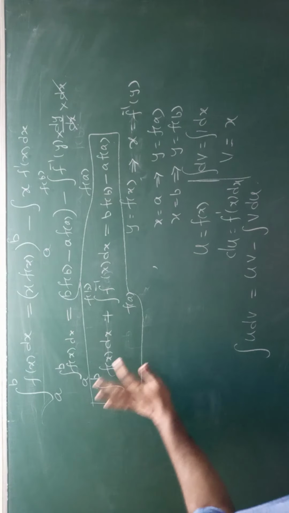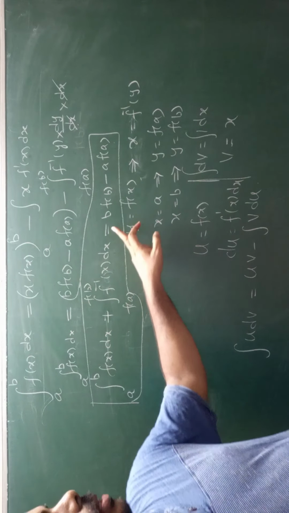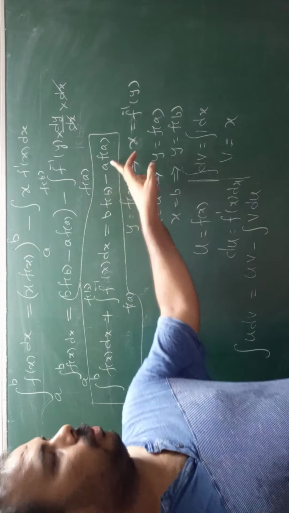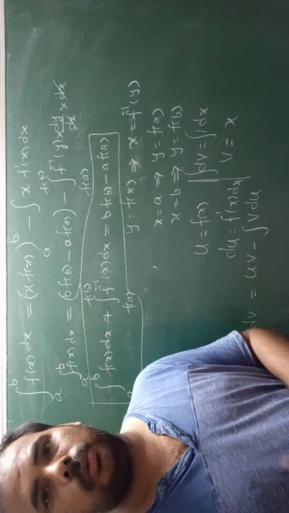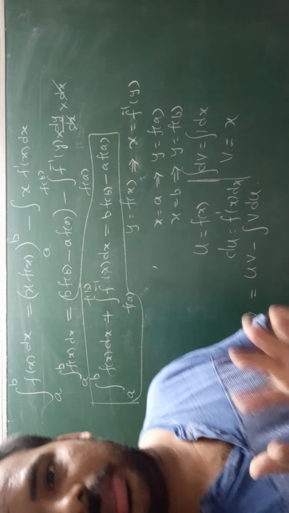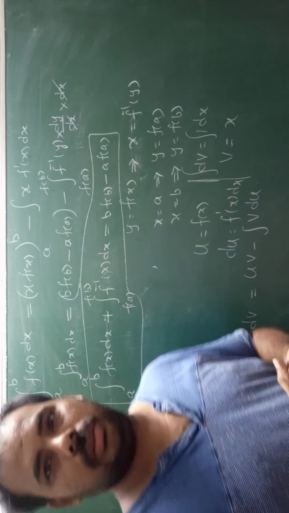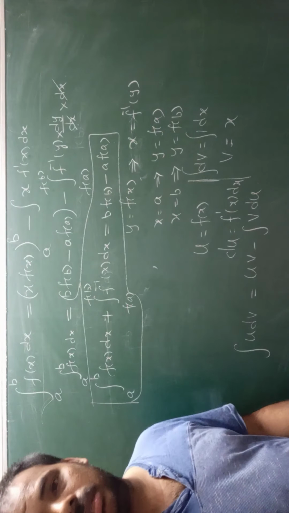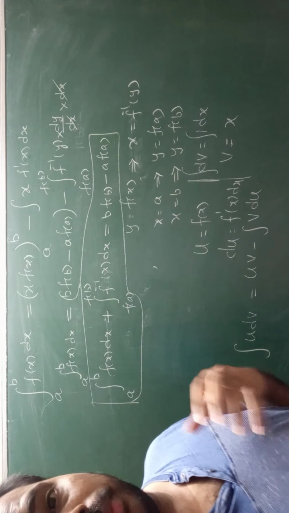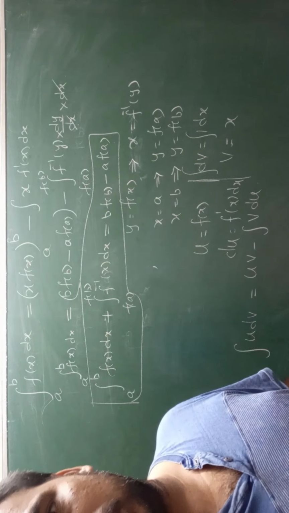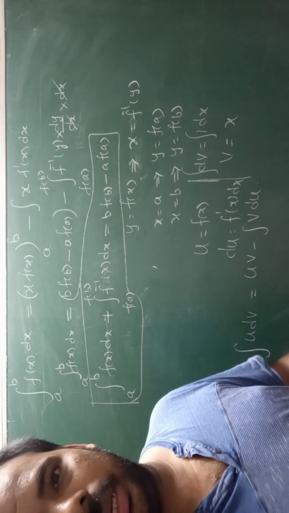Integral a to b f of x dx plus integral f of a to f of b f inverse of x dx is equal to b into f of b minus a into f of a. This formula is very useful to solve different problems if the inverse of the function is involved in the definite integration. Now see this one, this is very easy. This is very interesting for the faculty to teach the students, it is a very good model. Okay, thank you, keep it up.